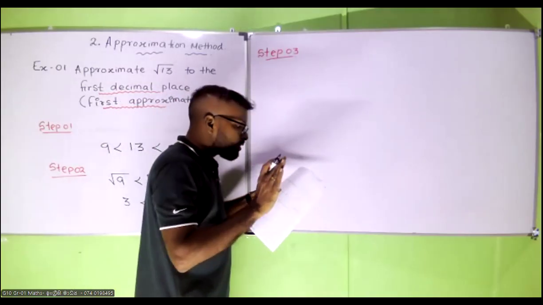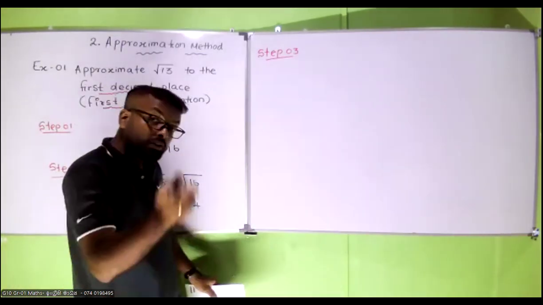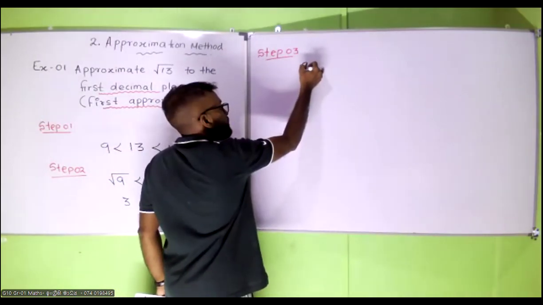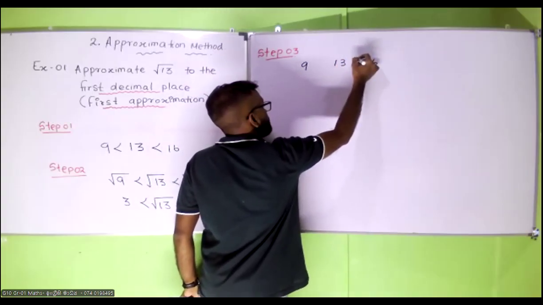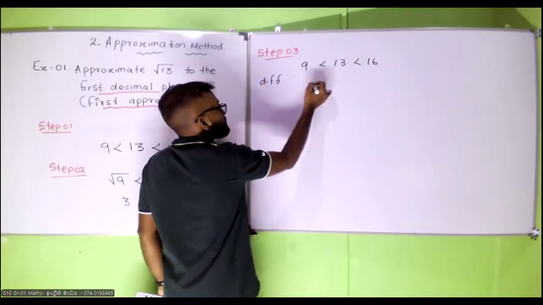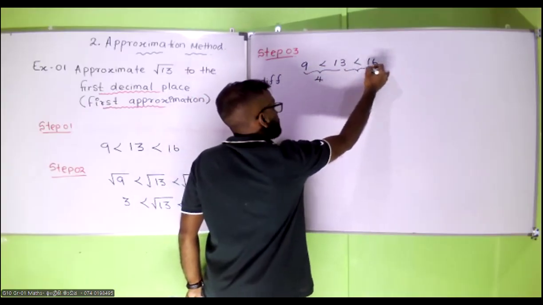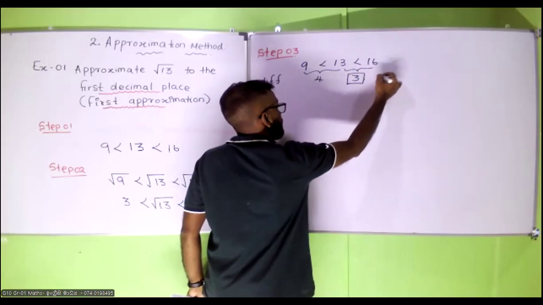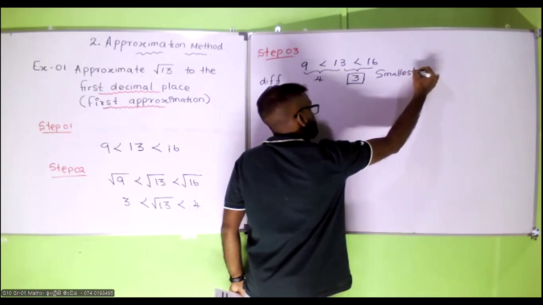Find the closest number to 13 from the above two numbers. That means 3 or 4. For that, we have to use this one as well, because we are going to find the difference of these numbers first. Difference of 9 and 13 is 4. Difference of 13 and 16 is 3. By looking at this, this is the smallest difference. We can conclude that.